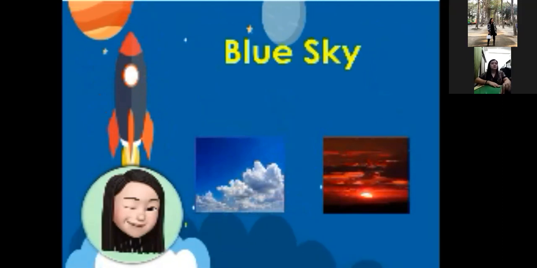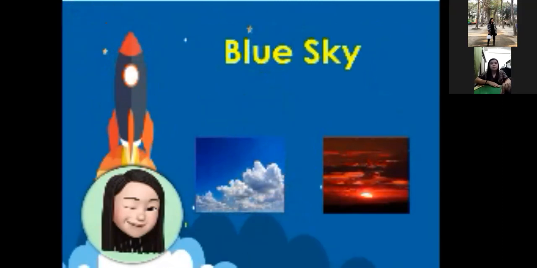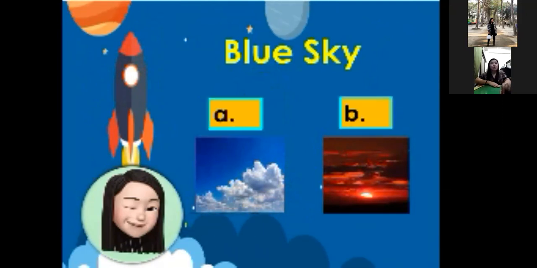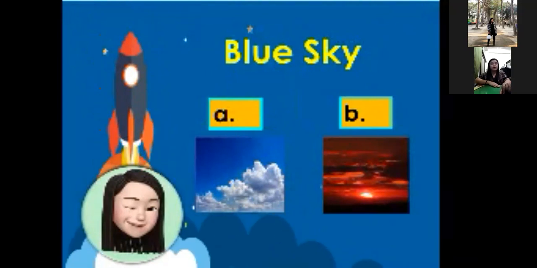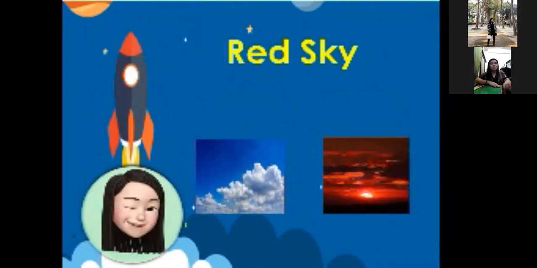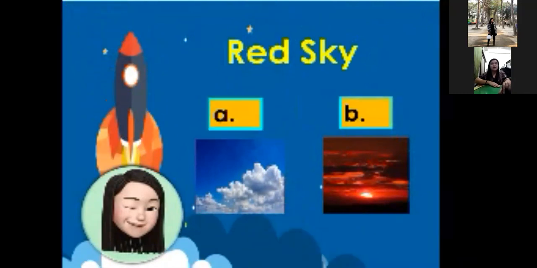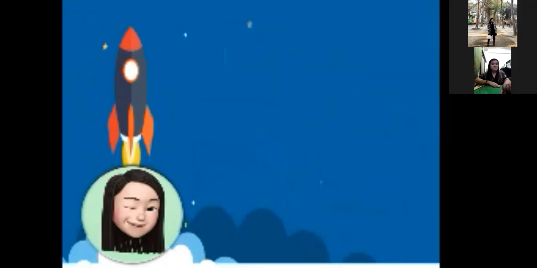Now let's go to the different kinds of sky. Blue sky. Is it A or B? 5, 4, 3, 2, 1. The correct answer here is letter A. How about the last question for this day? Red sky. Which is a red sky? 5, 4, 3, 2, 1. The correct answer is letter B.